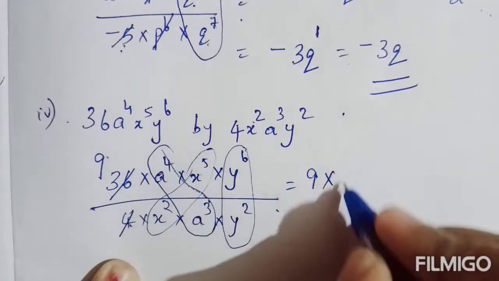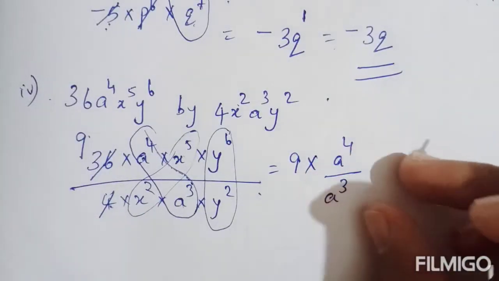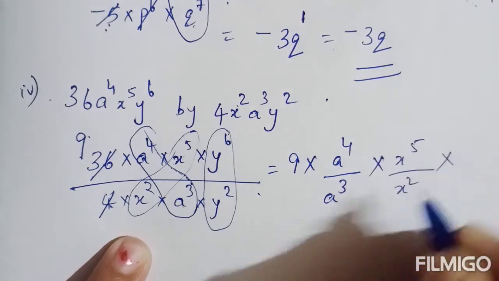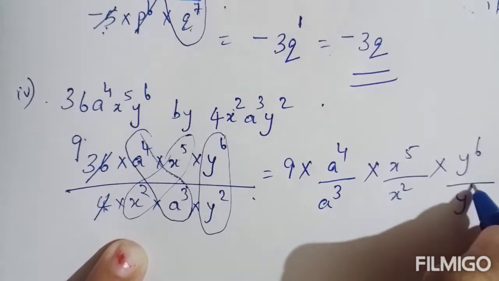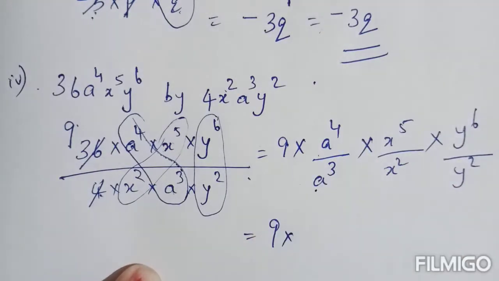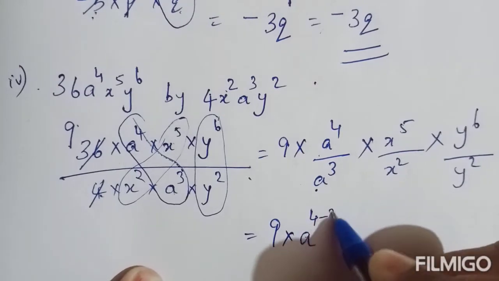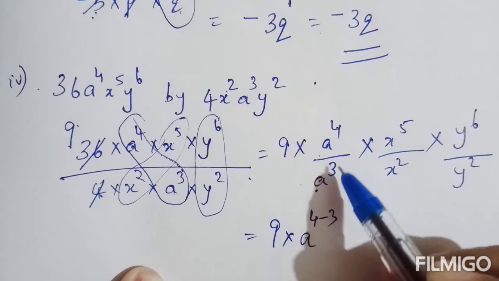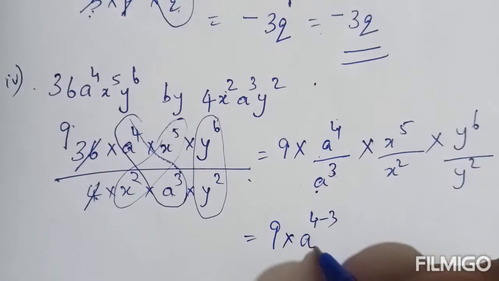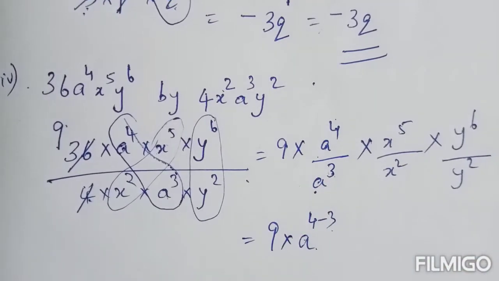So 9 into a raised to 4 by a cube. We can group like this. Exponents having the same base, we can write like this. Into x raised to 5 by x square into y raised to 6 by y square. So 9 into a raised to 4 by a raised to 3. Applying quotient law, you will get a raised to 4 minus 3. Here m equal to 4 and n equal to 3. m is greater than n here. So you can use a raised to m by a raised to n equal to a raised to m minus n.